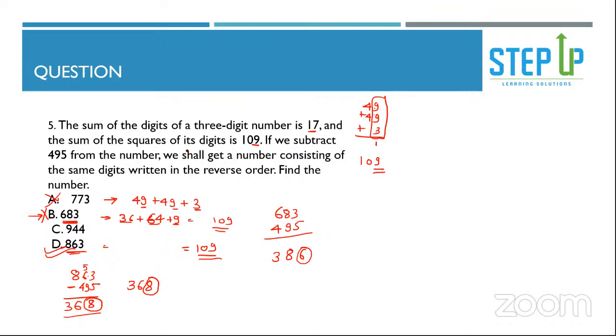All right, just focus here. For 773, the sum of the squares of the digits is not giving me 109, so ignore it. For 683, the sum of the squares of the digits is giving me 109. This could be my answer, though I'm not sure. Now another condition: subtracting 495. If I take 683 minus 495, 13 minus 5 will not give me 6, and I should get 6 here. Option eliminated. If I take 863 minus 495, 13 minus 5 gives me 8. Yes, that's my answer.